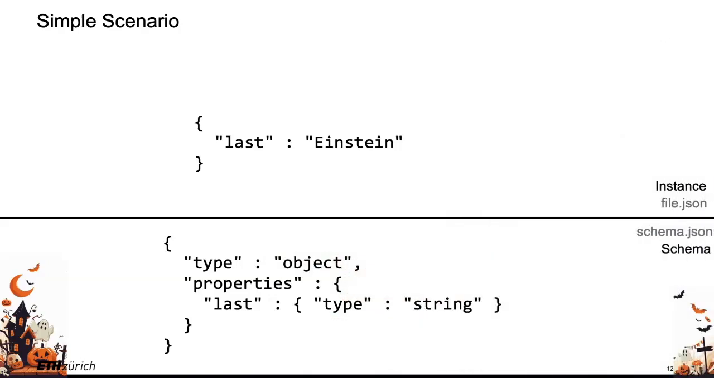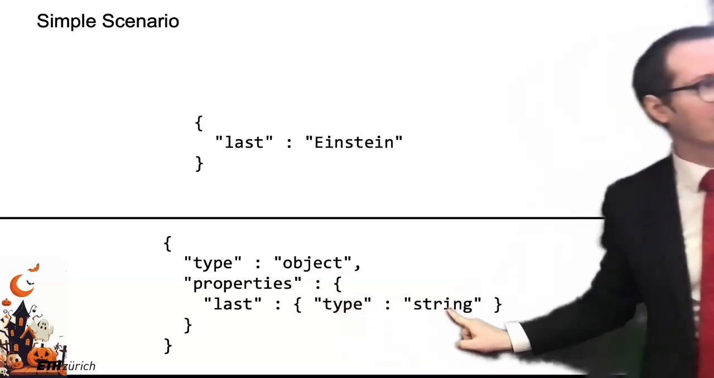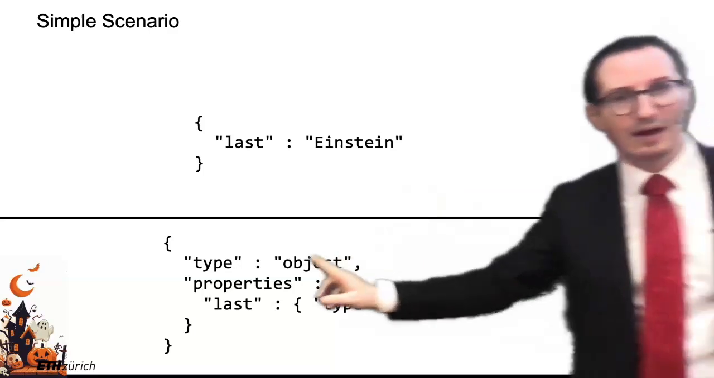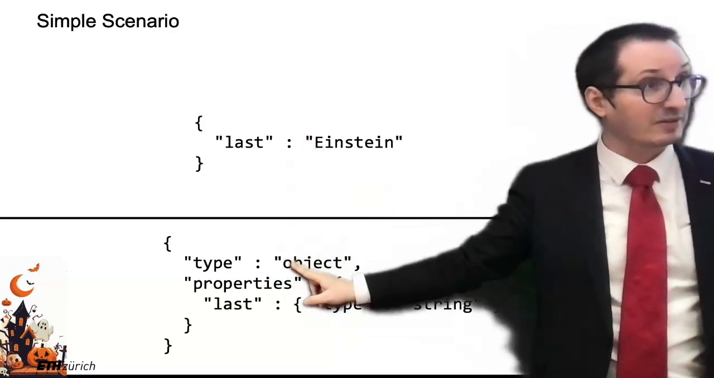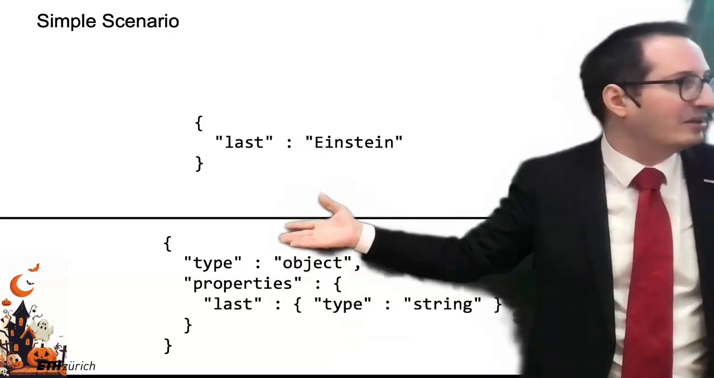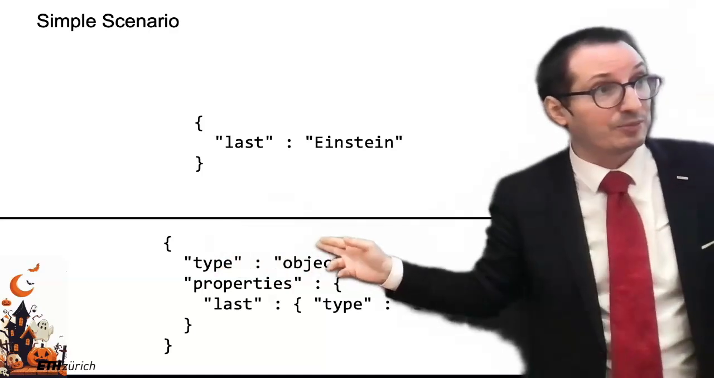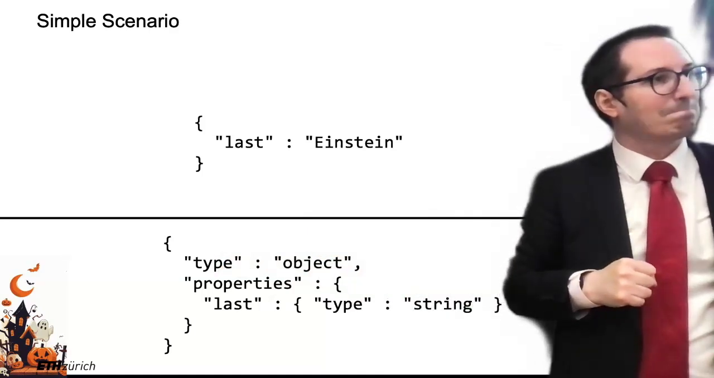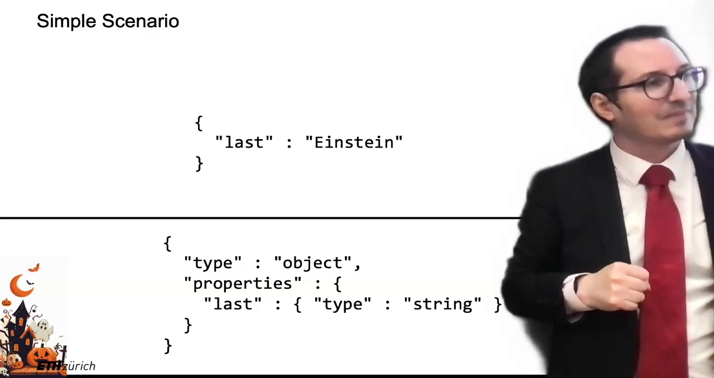Yes? Why is there a top level type? Isn't that always an object? It doesn't have to be, because for example, here it's a string, right? Type string. So it can be type object, type string, type array, type anything you want. But here in that case, we validate an object, right? But you could also maybe validate an array instead. Then you would have type array. But isn't the top level JSON element always an object?